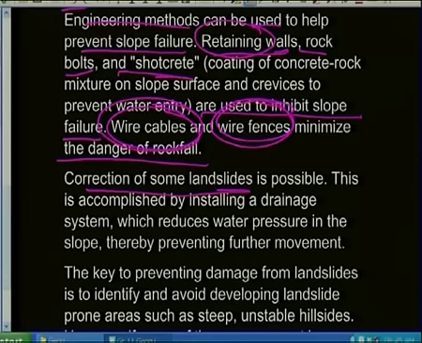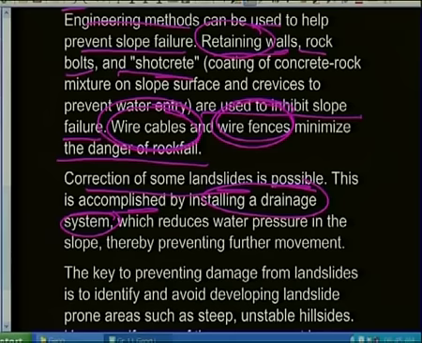Correction of some landslides is possible. This is accomplished by installing a drainage system. These kinds of drainage systems drain the water from below the surface and desaturate the soil and remove some of the moisture. This reduces the water pressure in the slope and thereby prevents further movement.